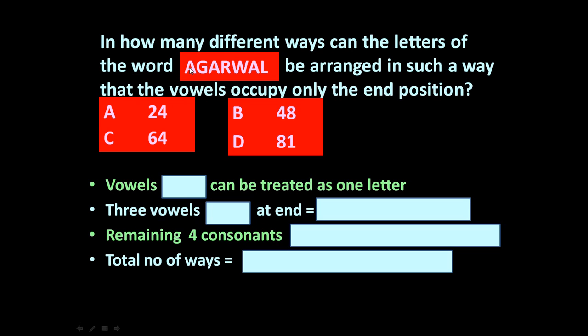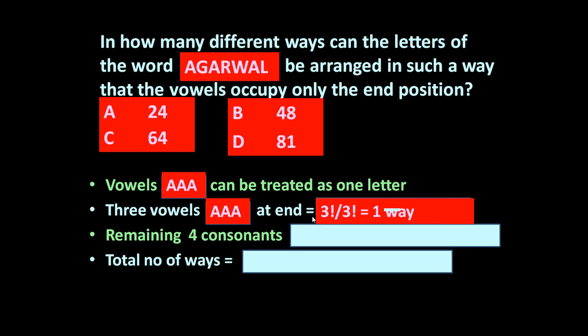What are the different vowels? A, A, A. So there are 3 A's. Vowels A can be treated as one letter. These 3 vowels A are at the end, and they can be arranged in factorial 3 upon factorial 3 in one way. So AAA means there will be only one way in which these 3 vowels can be arranged at the end. Factorial 3 ways divided by factorial 3 is equal to one way.